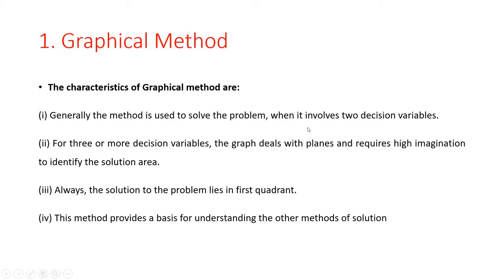In previous videos, we discussed the graphical method overview concept. In that we discussed the first quadrant, second quadrant, third quadrant and fourth quadrant. In the graphical method solutions, our problem lies in the first quadrant only. That is, all the equations are in the positive quadrant. Then, this method provides a basis for understanding the other methods of solution. So these are the characteristics of a graphical method.